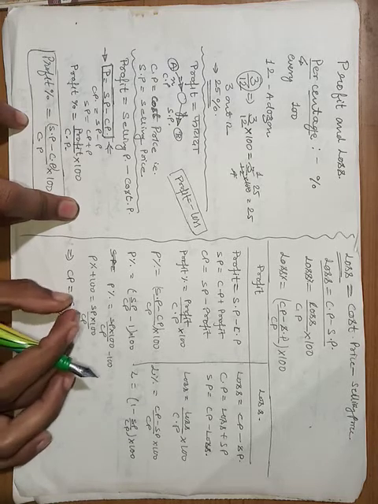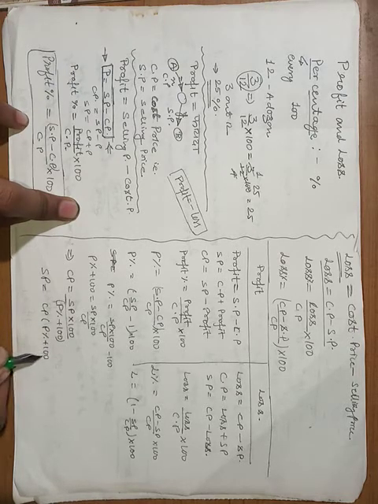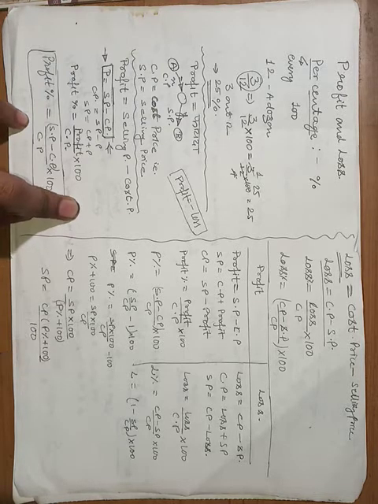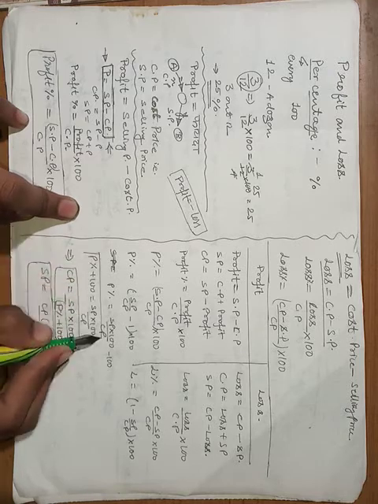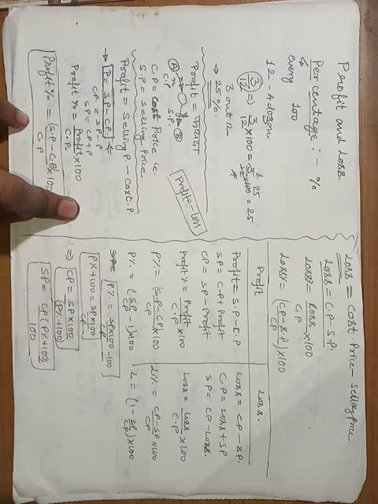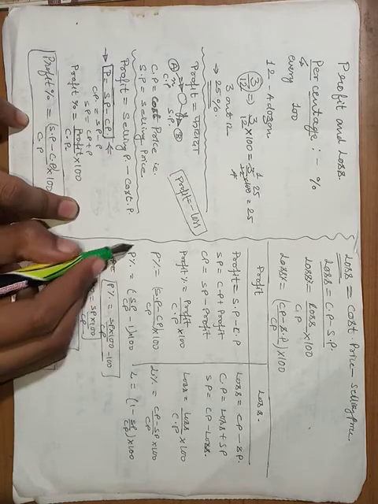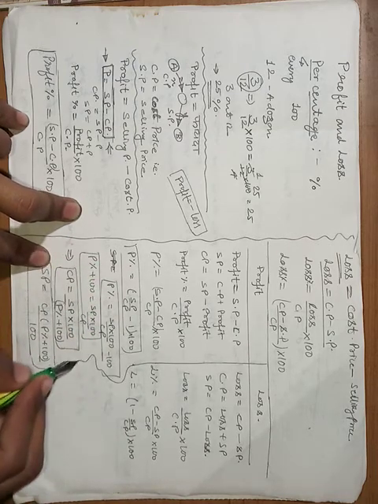First formula, if you want to calculate SP, you can say SP is equal to CP into P percentage plus 100 divided by 100. So this is one formula, this is another formula. These are all the formulas that you're going to require. Let's not bother much about anything else.